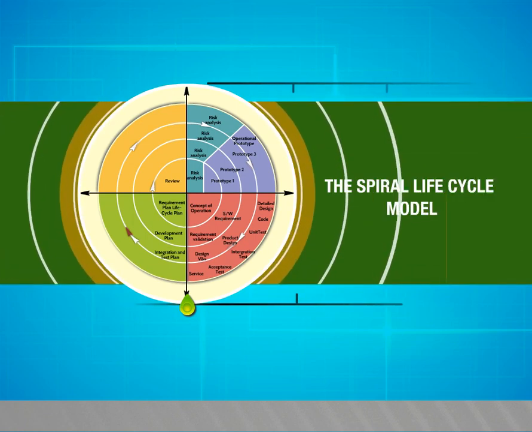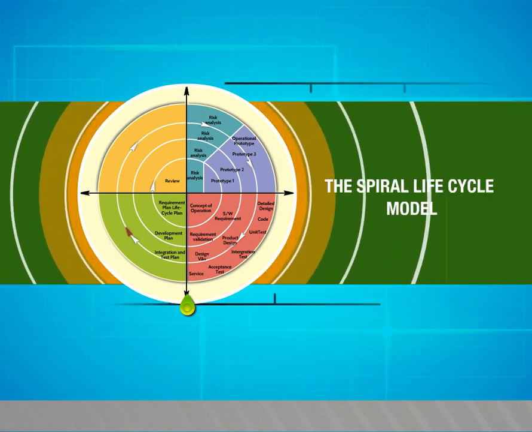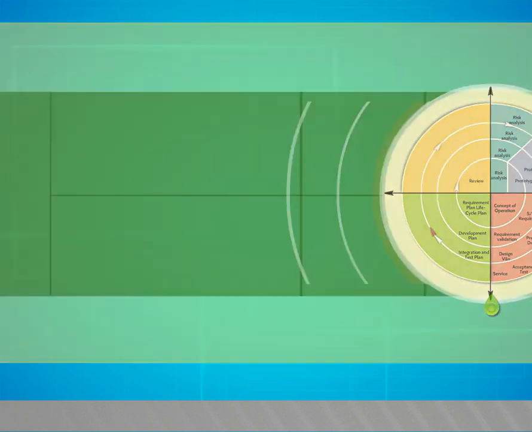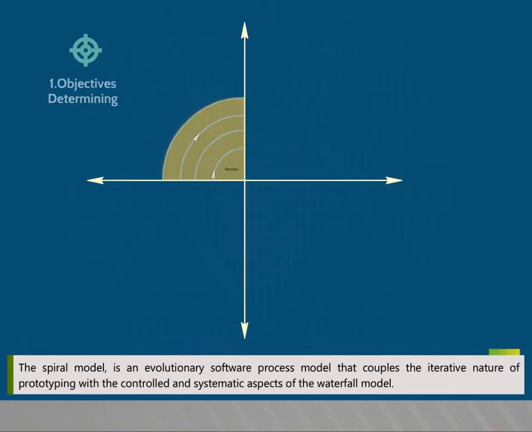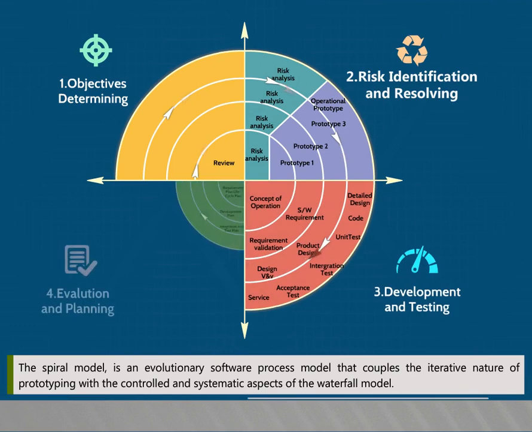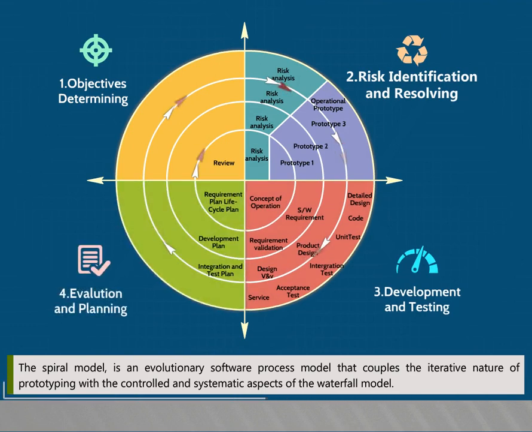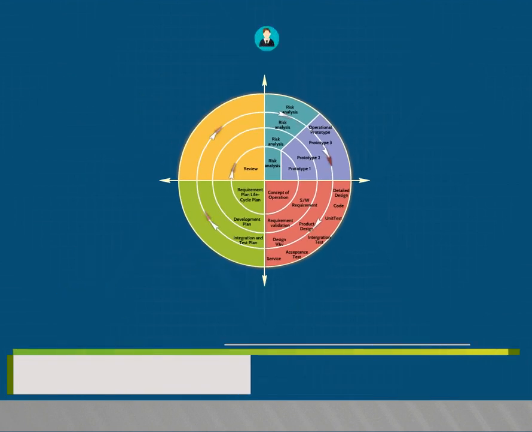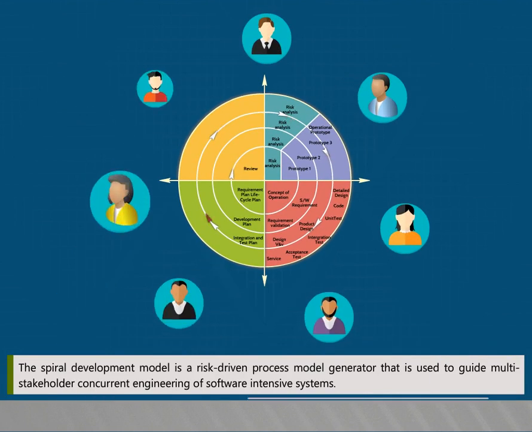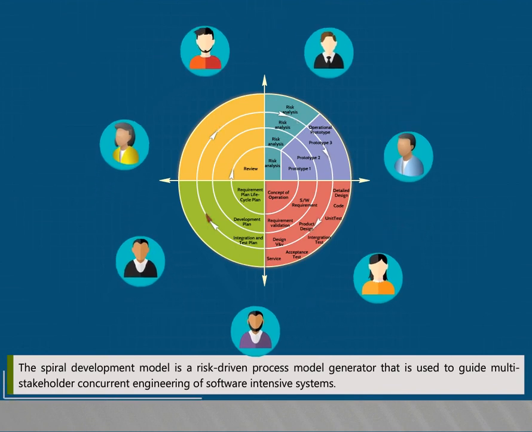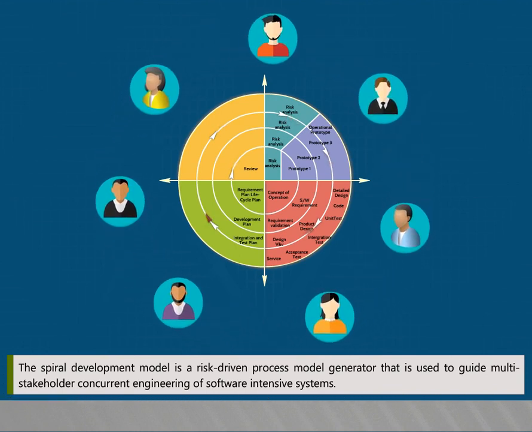The spiral lifecycle model. In this video, we are going to see about the spiral lifecycle model. The spiral model is an evolutionary software process model that couples the iterative nature of prototyping with the controlled and systematic aspects of the waterfall model. The spiral development model is a risk-driven process model generator that is used to guide multi-stakeholder concurrent engineering of software-intensive systems.